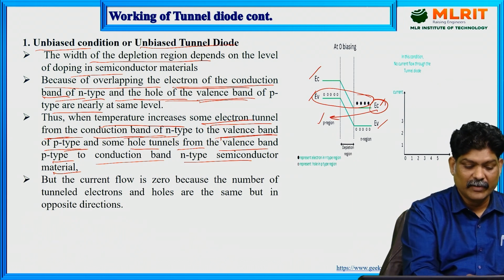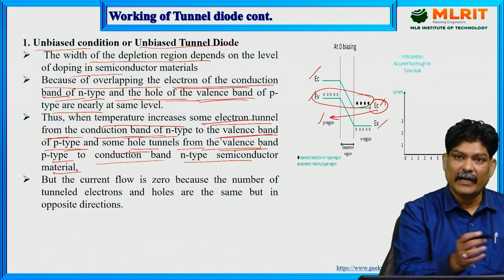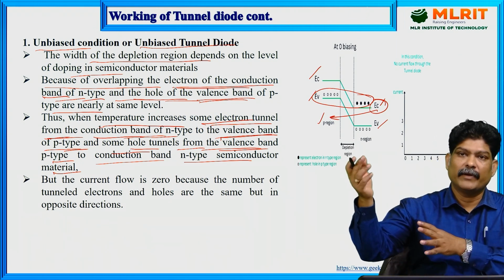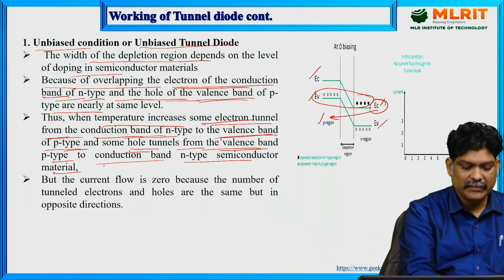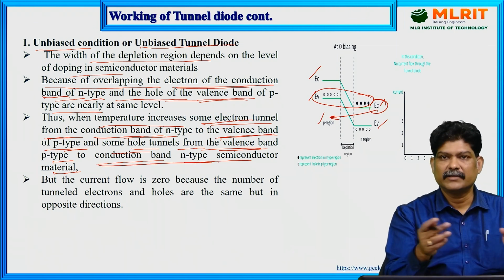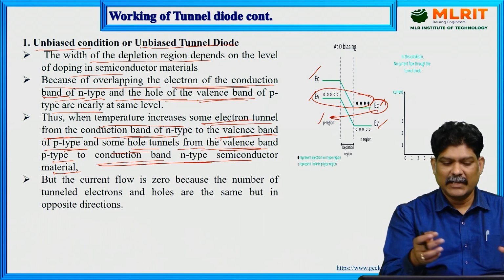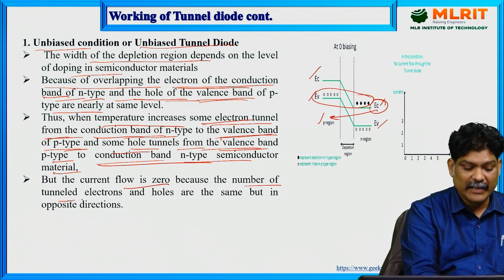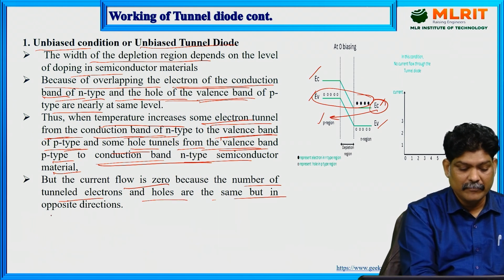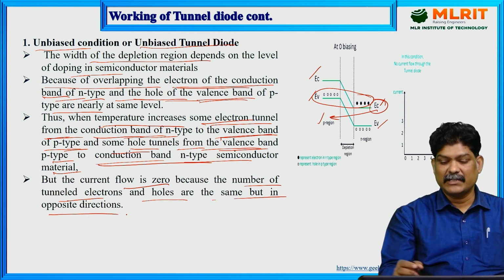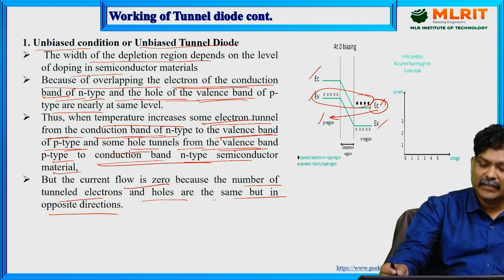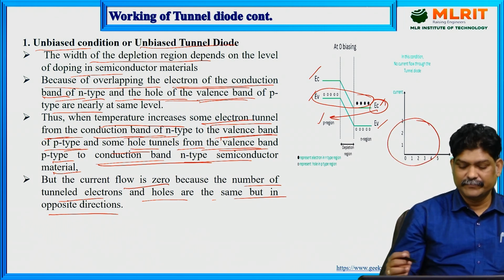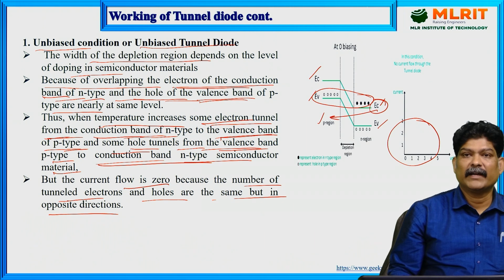In such a case, some holes tunnel from the valency band of the P type to the conduction band of the N type, vice versa. So they change the movement of charge carriers. But the current flow is zero because the number of tunneling electrons and holes are the same but in opposite directions. That's why, if you see the VI characteristics, there is no current flow. This is the unbiased tunnel diode.